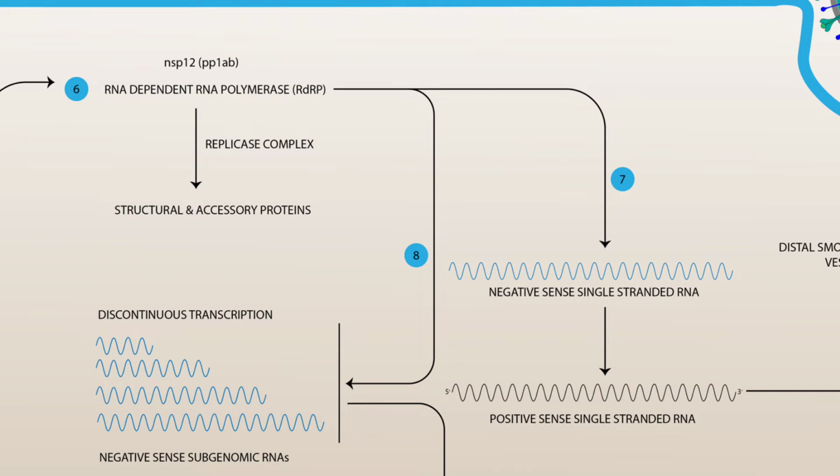Step 7. The RNA-dependent RNA polymerase or RdRp acts on the original plus sense single-stranded RNA to produce two types of products. One product is a full-length negative sense single-stranded RNA. This RNA must be converted back to positive sense single-stranded RNA before it can be incorporated into the genome of newly formed virions.